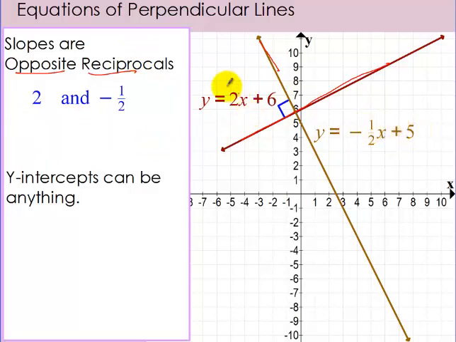So these slopes here, the first one, the slope is 2. And the second one, the slope is negative 1/2. Notice 2 and negative 1/2 are opposite reciprocals of each other because 2 is like 2 over 1, and you're flipping that to negative 1/2. The y-intercepts can be anything. They can be the same y-intercept, they can be different, it doesn't matter. So the only thing for perpendicular lines is you must have slopes that are opposite reciprocals.